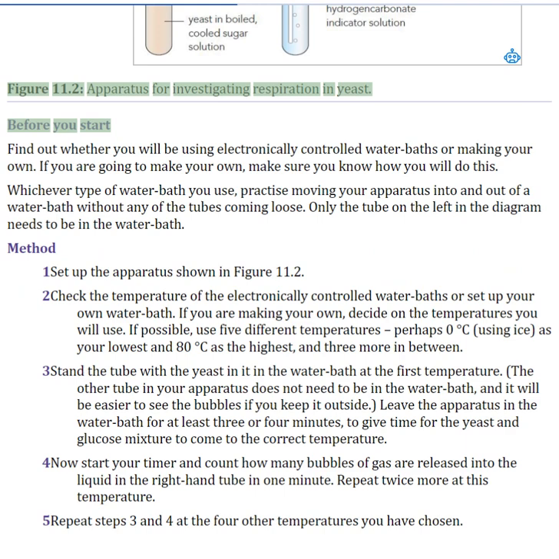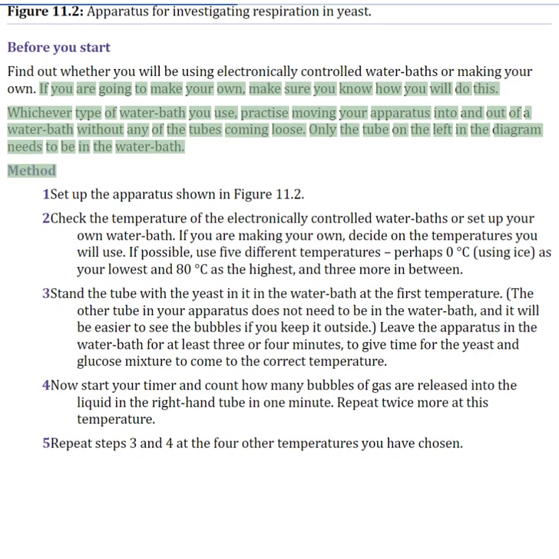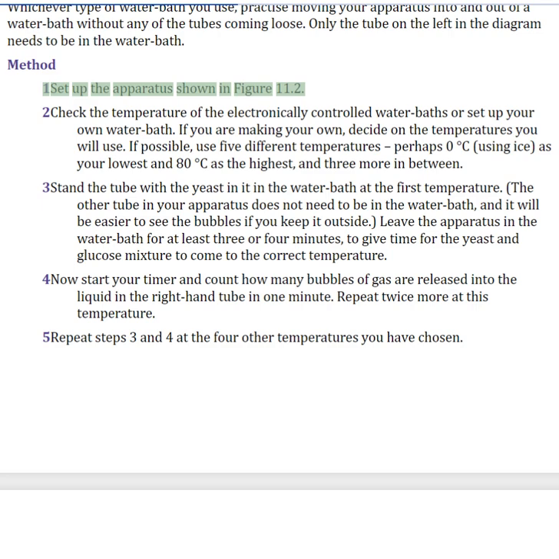Before you start, find out whether you will be using electronically controlled water baths or making your own. If you are going to make your own, make sure you know how you will do this. Whichever type of water bath you use, practice moving your apparatus into and out of a water bath without any of the tubes coming loose. Only the tube on the left in the diagram needs to be in the water bath. Method. 1. Set up the apparatus shown in Figure 11.2.